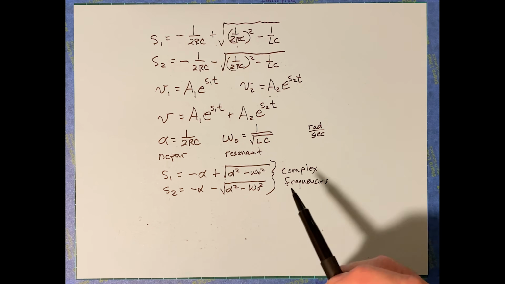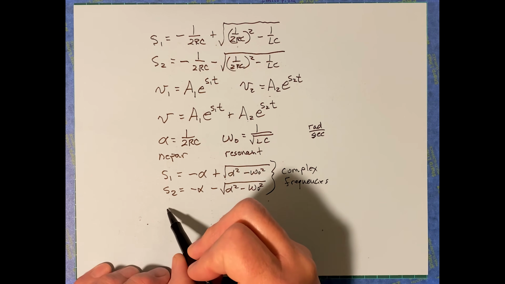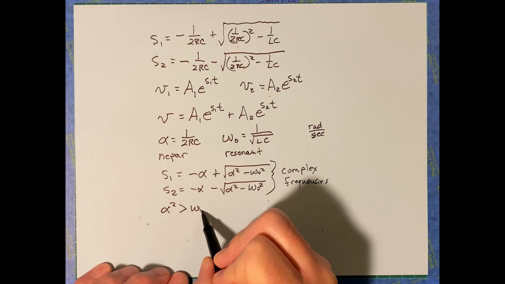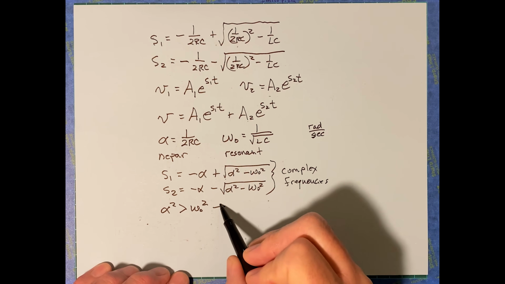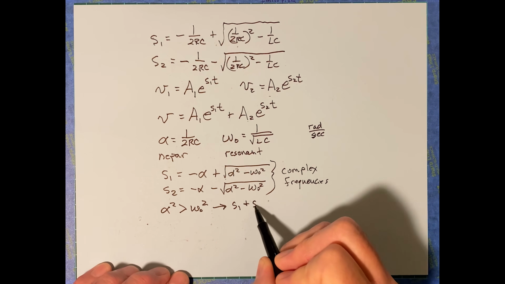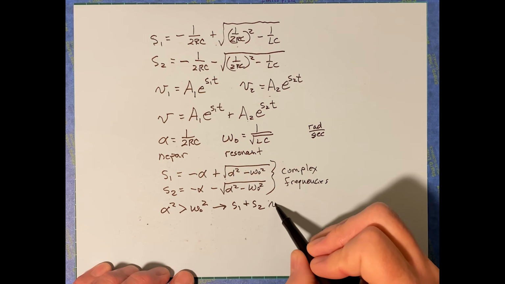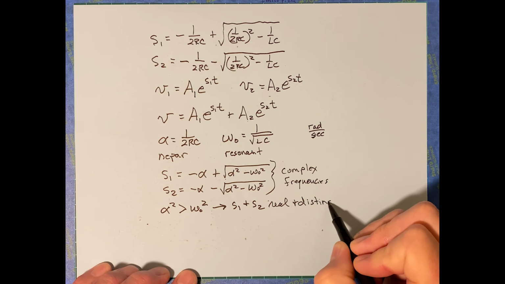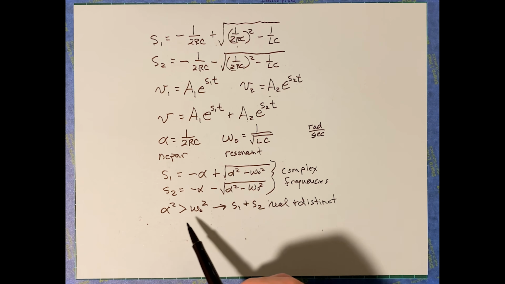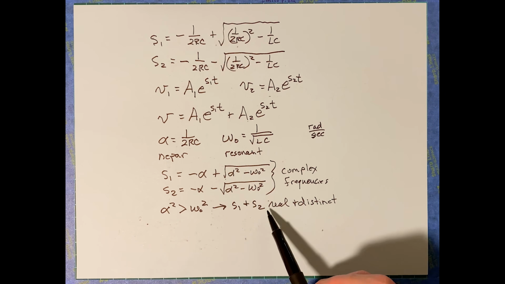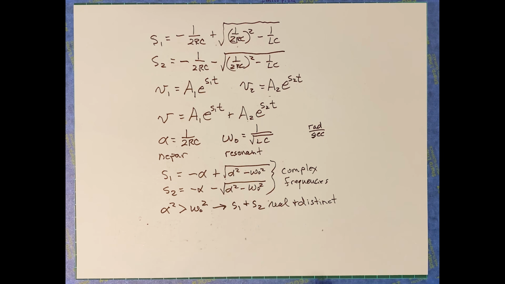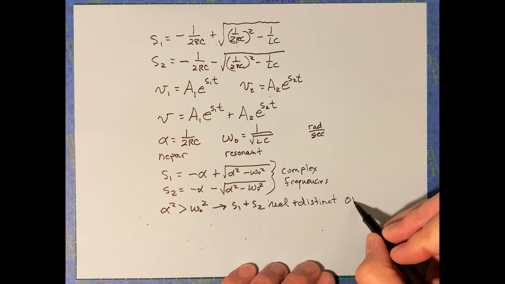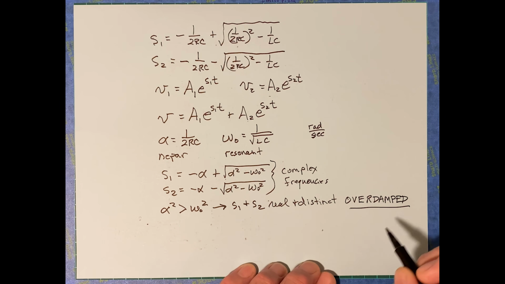The complex frequencies are called that because of that complex nature of S1 and S2. But you'll see that if we have a case where alpha squared is greater than omega naught squared, then in that case, S1 and S2 are real numbers. So they are real and they're distinct. That means that they're different if alpha squared is greater than omega naught squared. In that case, this is a special type of solution. That case is called the overdamped case.